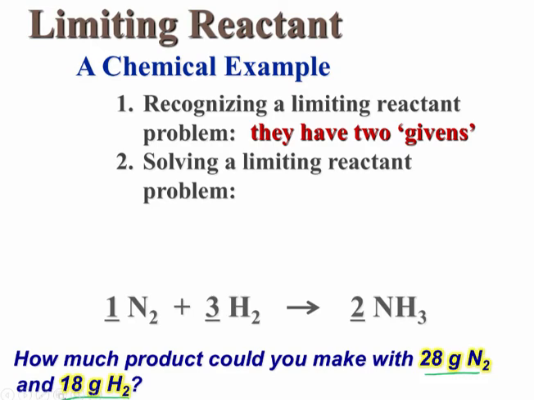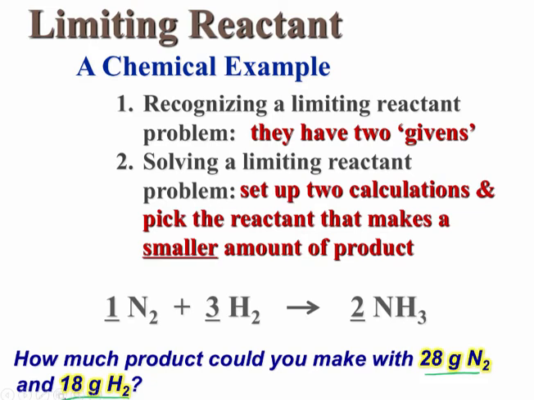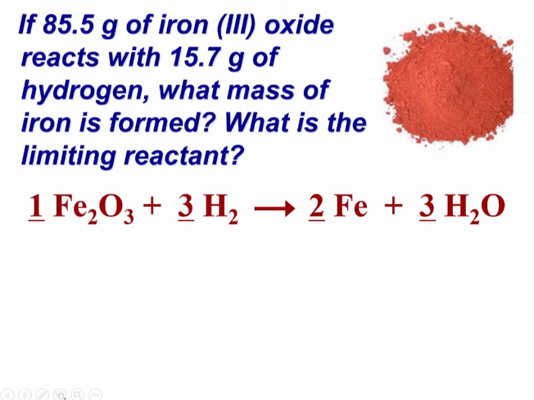We would solve this problem like the trike problem. We'll do 2 calculations using both of the givens, and then we'll look at our answers and see which one made the least amount of product. This can tell us which reactant was limiting and which was excess. Let's try one of these calculations now. I have 85.5 grams of iron(III) oxide and 15.7 grams of hydrogen.